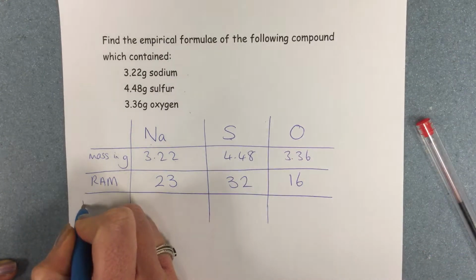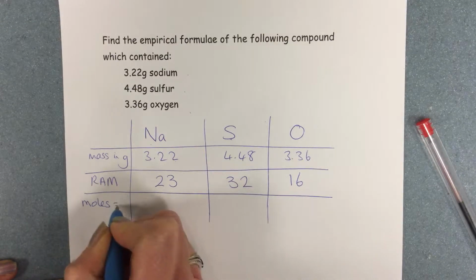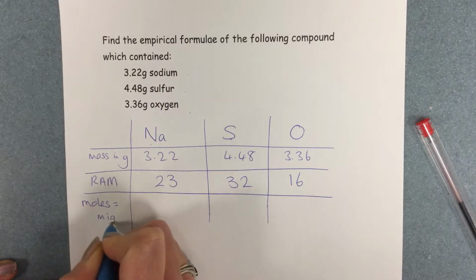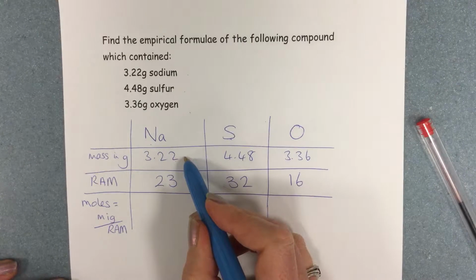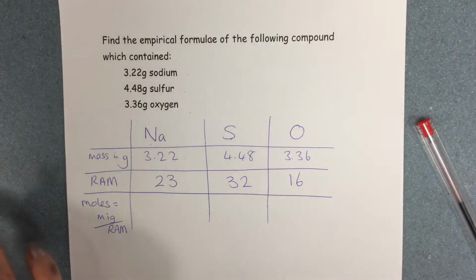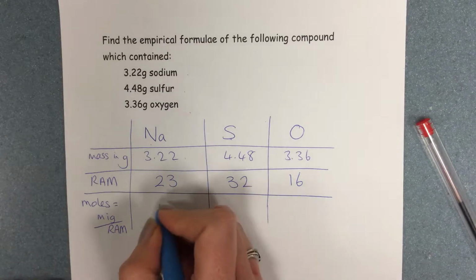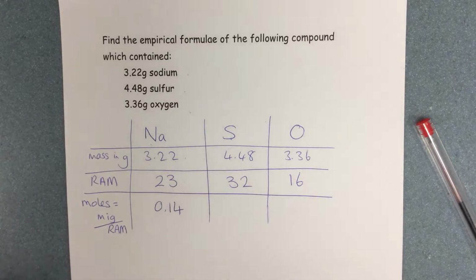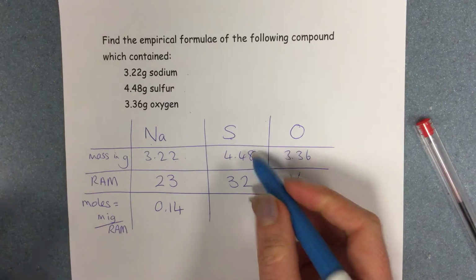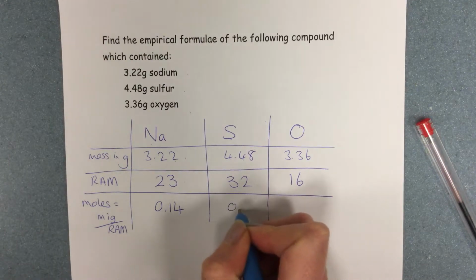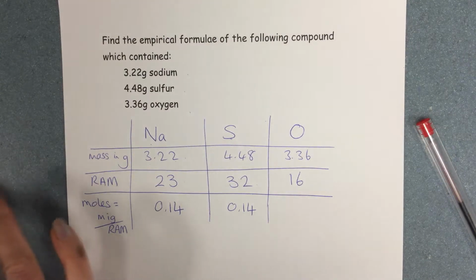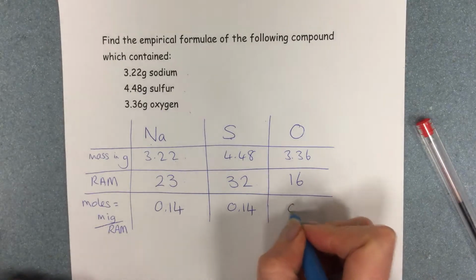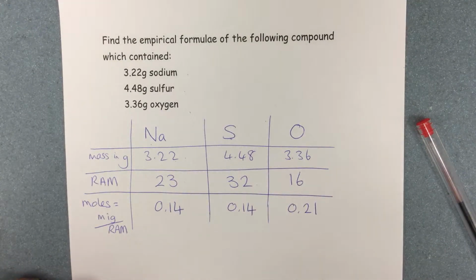And then that means, just like almost every single question in this topic, I can work out moles because it's mass in grams divided by relative atomic mass. So I'm going to do 3.22 divided by 23. That's going to tell me that I have 0.14 moles of sodium in my compound. Then I'm going to do 4.48 divided by 32. That gives me also 0.14 moles of sulfur. Then I do 3.36 divided by 16, and that gives me 0.21 moles of oxygen.